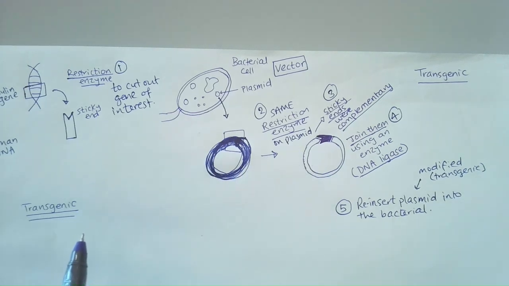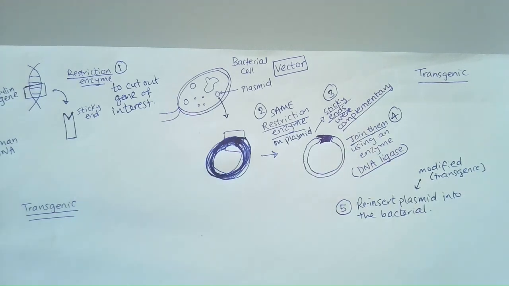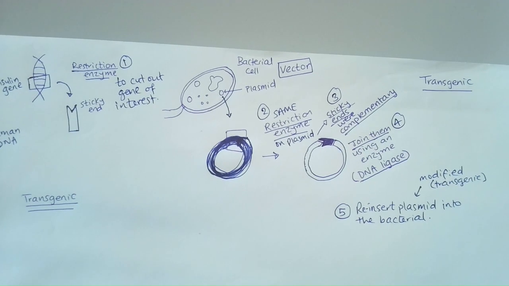We can then purify that insulin, meaning we can get rid of the bacteria from it, and voila, we have pure human insulin. I hope that made sense.